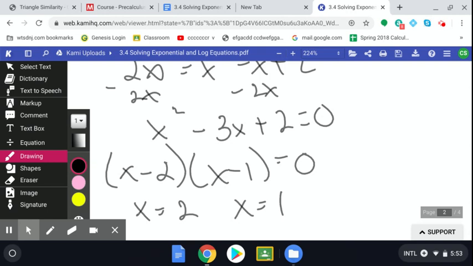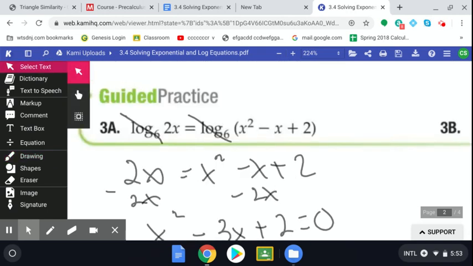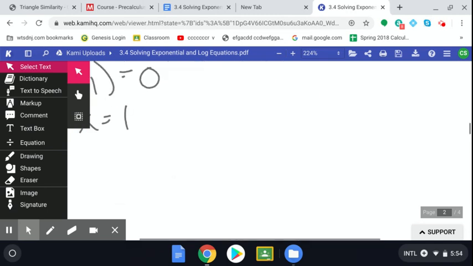You should always check. In this case, they both work. For 1, log base 6 of 2 is equal to log base 6 of 1 squared minus 1 plus 2, which is 2. So 1 works. If you try 2, that also works. Log base 6 of 2 times 2 is log base 6 of 4. Log base 6 of 4 equals log base 6 of 2 squared minus 2 plus 2, which is 4. So both of these work. You should always check.